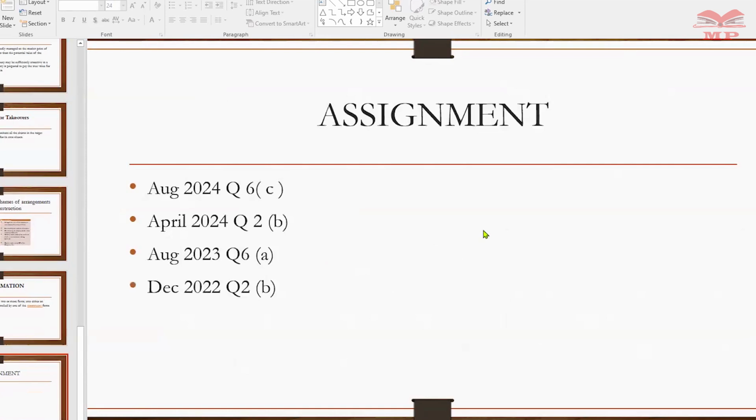These are the past paper questions that relate to chapter 14. So why do we restructure?